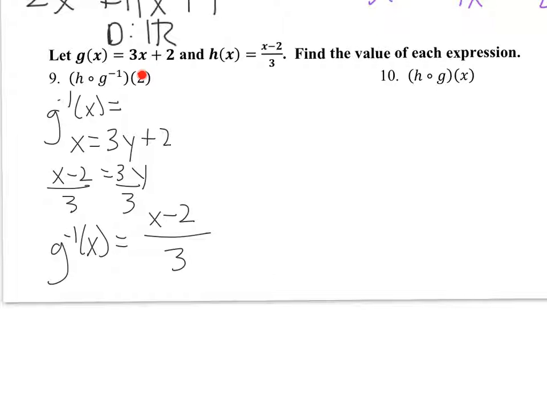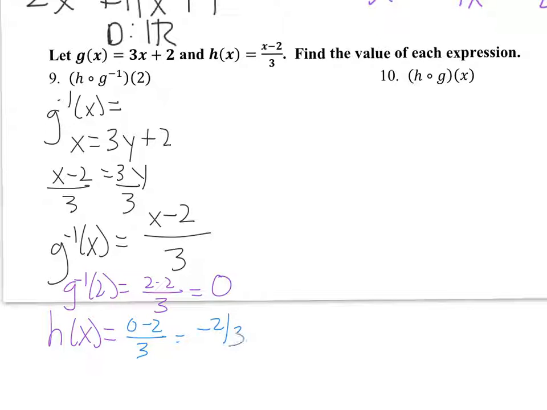So this first problem is saying first plug 2 into your inverse right here, and then use that number to plug it into your function of h. So here's my inverse. I'm going to first plug 2 into that equation. So 2 minus 2 over 3, which becomes 0 over 3, which is just 0. And now it's saying plug into your function of h. My function of h is this right here. So I have 0 minus 2 over 3, which is negative 2/3. That's my final answer for that one.